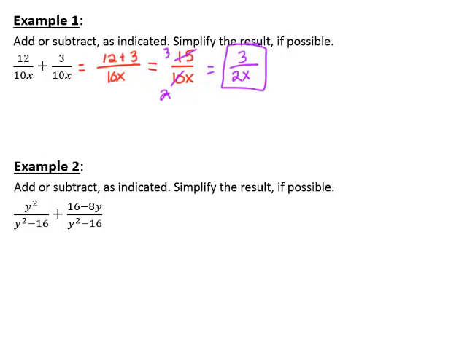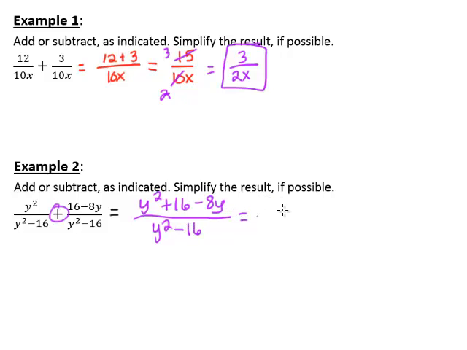Example 2 looks a bit trickier maybe because of our denominators. They're still the same though. We still have denominators that on both of these are the same. They're both y squared minus 16, and we're adding in between. So we need to do y squared plus 16 minus 8y. The plus in the middle means that we're not going to change any signs in the second fraction. And then on the bottom we have y squared minus 16.